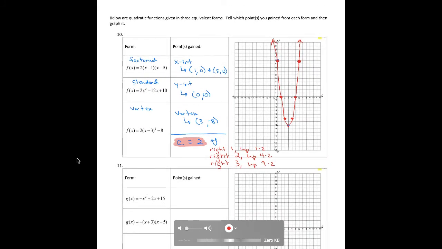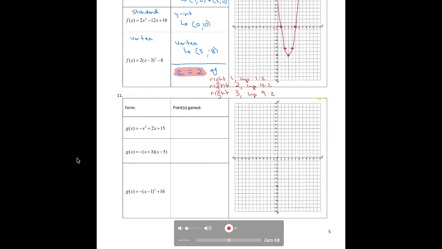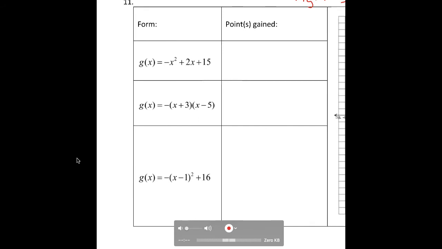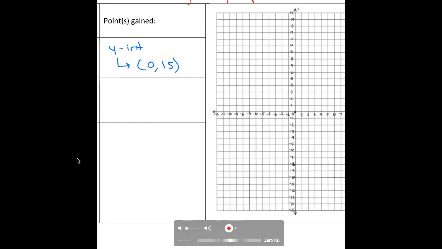Okay, now let's do the same thing, only I'll show you for the rate of change. I'll show you the other technique. So, first form, negative x squared plus 2x plus 15. That's standard. I get my y-intercept from that. So for this particular example, it would be (0, 15). Let's go ahead and plot that. It's all the way at the top.